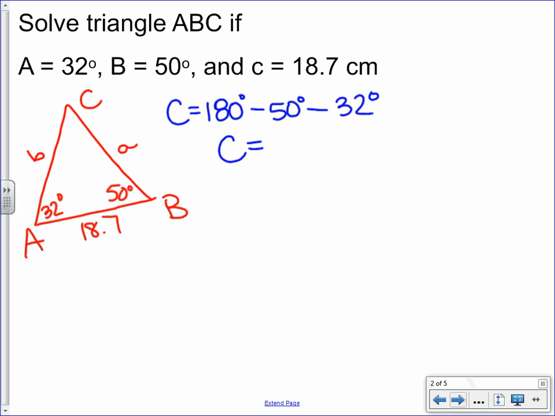So we can take 180 and we can subtract out our angles. Okay. Go ahead and get your calculators out. You're going to need them. Yay, you're going to need them. We haven't had our calculators for a little bit, an entire chapter. You're going to need yours every day this week. You can use it on the test. Okay, so what's angle C? 98 degrees.